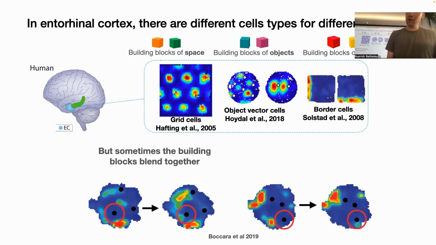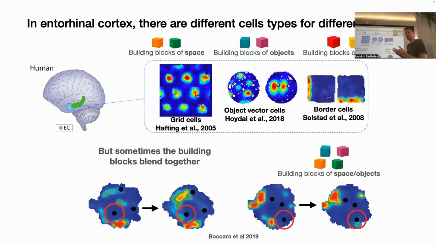This firing field walks towards the rewards. And this is true not just in one cell, but in fact many cells. So here again, this firing field over there has walked towards the reward. So this cell is no longer just representing space like it was before. It's representing space and rewards together. So it's not like a building block of space anymore. It's just some weird building block of space and objects together. It seems to be representing what you and I think of as two things rather than just one thing.